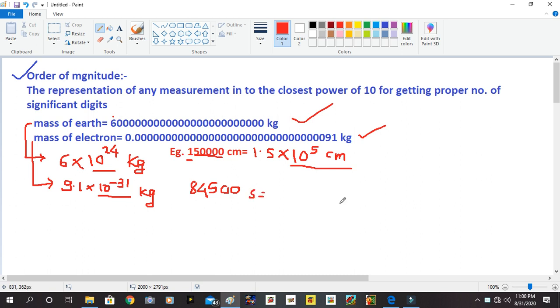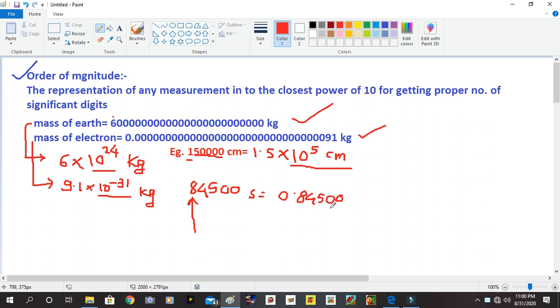Okay. Now see the first digit. If the first digit is greater than 5, then you have to shift the decimal point before that digit. So it should look like 0.8450 and so on.